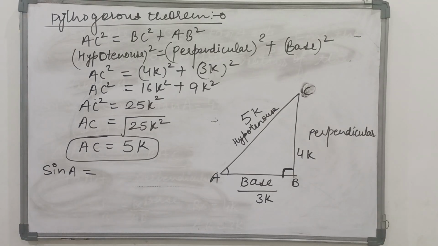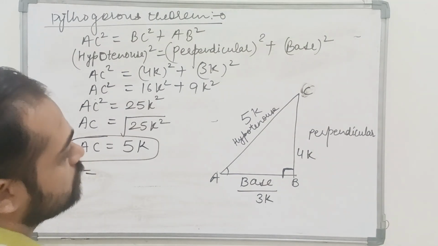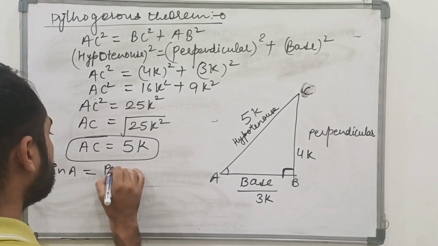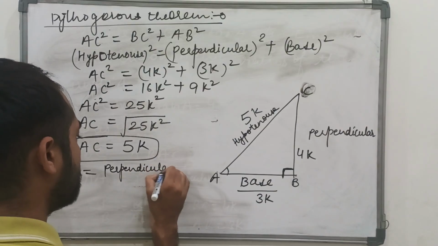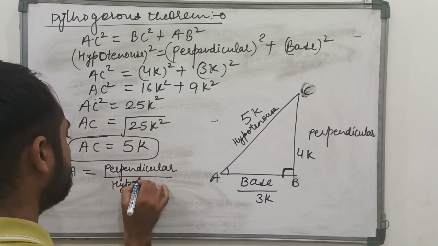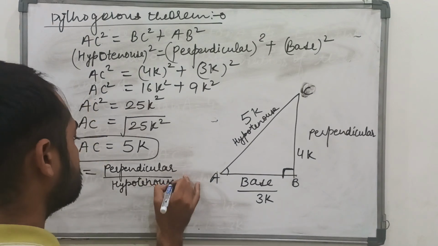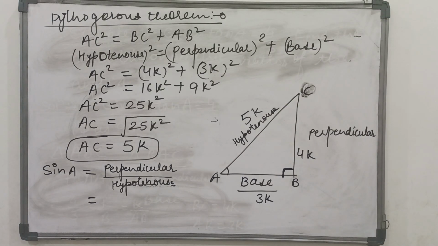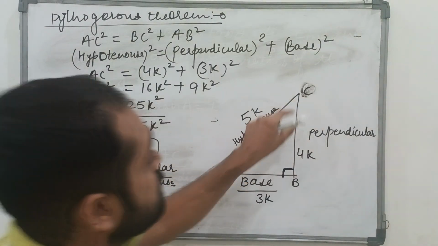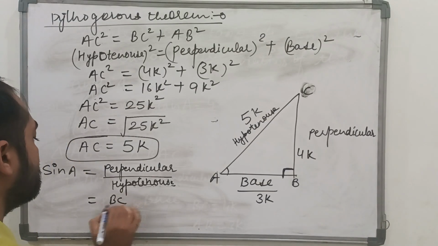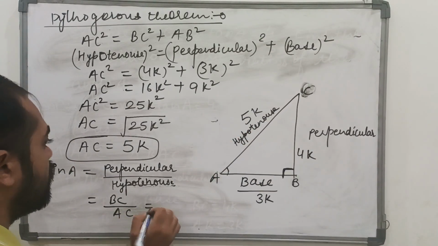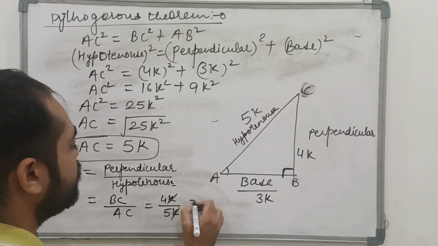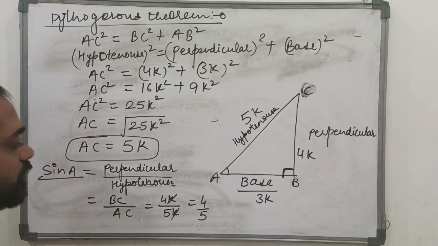What is sine A? Sine A is perpendicular upon hypotenuse. So this one is the hypotenuse. What is the perpendicular? BC. Hypotenuse is AC. What is BC? BC is 4k and AC is 5k. So k cancels out, and sine A is 4 by 5. Okay.